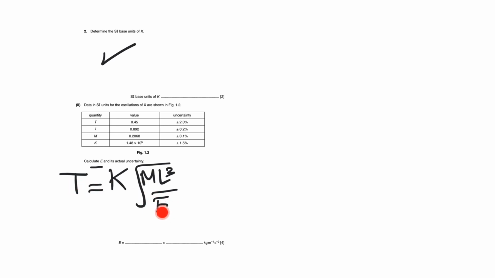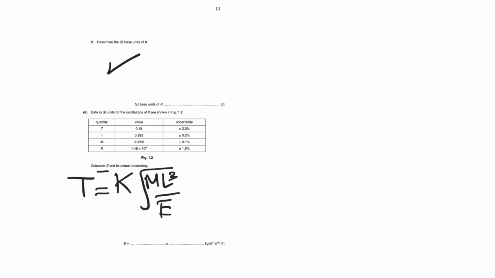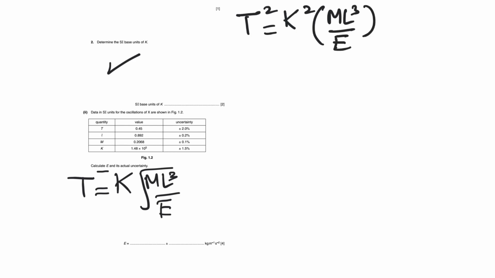Whichever quantity you have to find the value and error of, make that the subject. So the first thing is you make E the subject, and when you make E the subject, you end up getting the equation T square is equal to K square ml cube over E. Remember, you get rid of the square root, and then when you make E the subject, you get E is equal to K square ml cube over T square. This is the equation that you get.